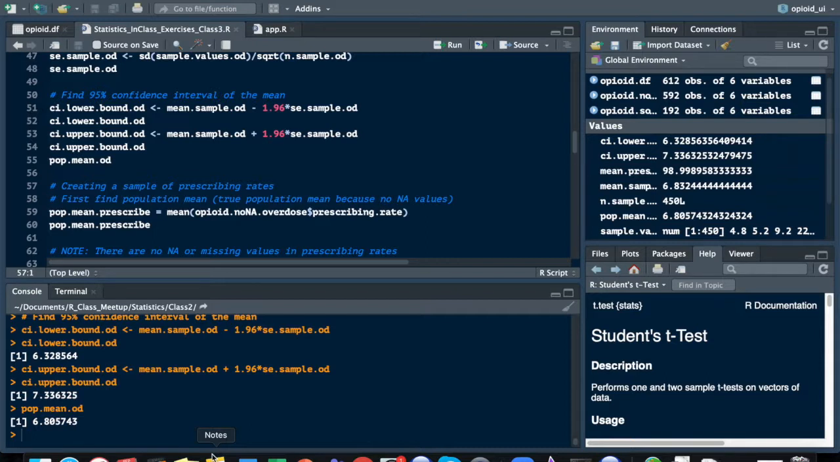So bringing that all together: if you resampled over and over and over again, and drew this confidence interval over and over again, 95% of those confidence intervals will have the population mean inside their confidence interval. So does that make sense? Okay, great.